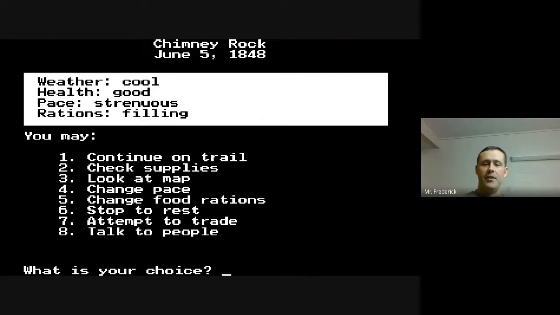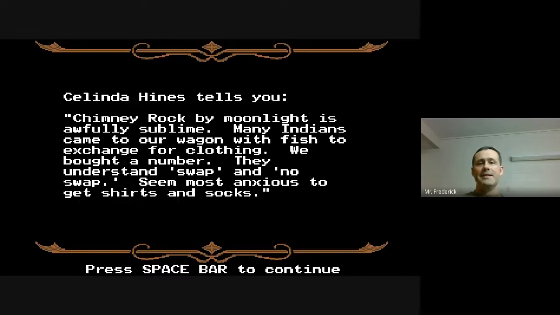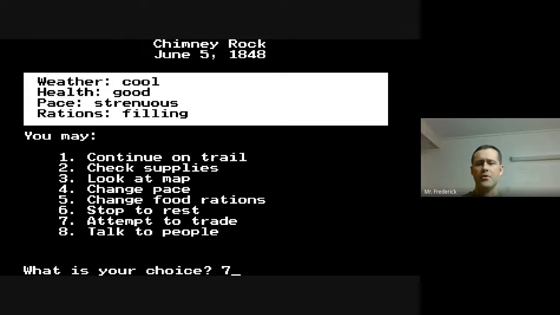Let's talk to people. I like talking to people in this game. Celinda Hines tells you, Chimney Rock by moonlight is awfully sublime. Many Indians came to our wagon with fish to exchange for clothing. We bought a number. They understood swap and no swap. Seemed most anxious to get shirts and socks. Spacebar to continue.